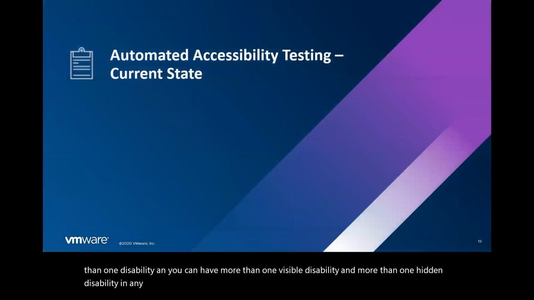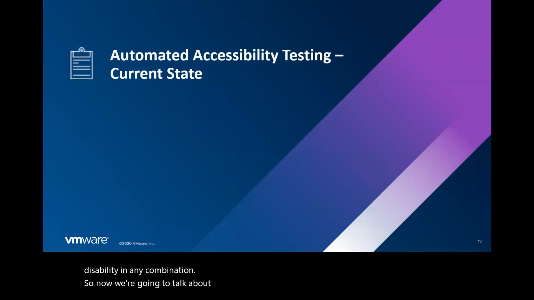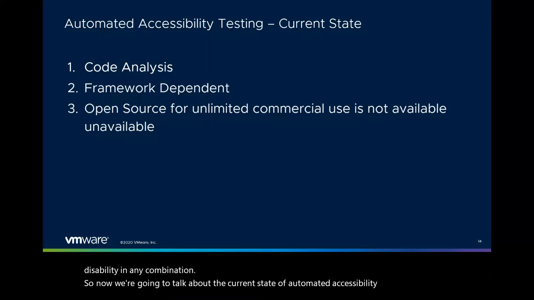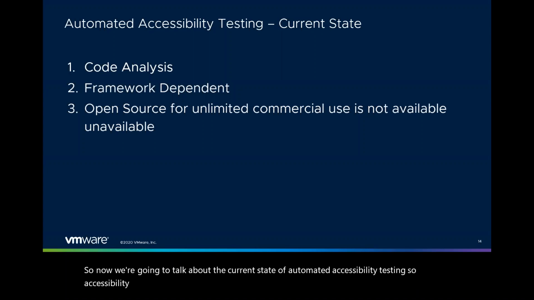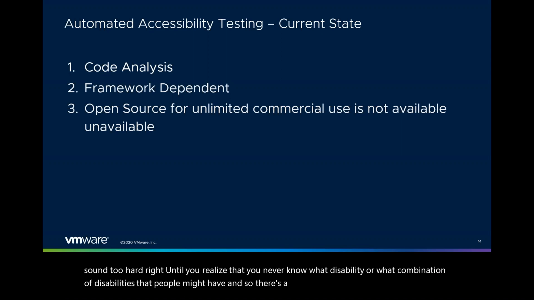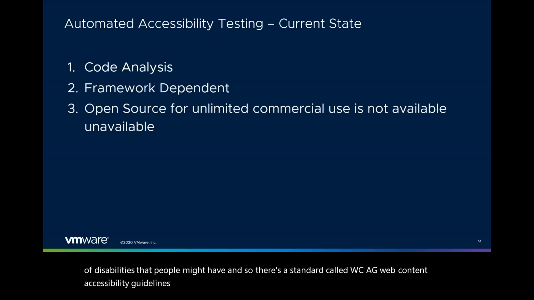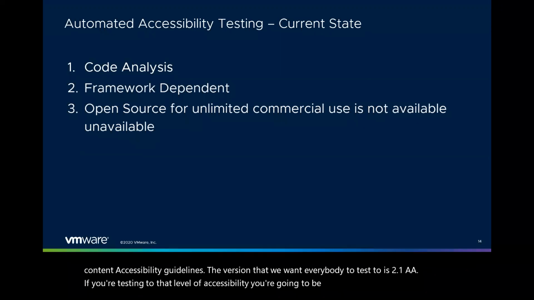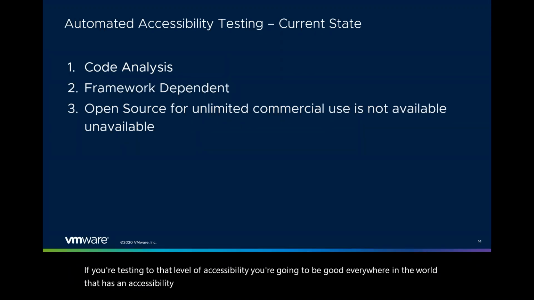Now we're going to talk about the current state of automated accessibility testing. Accessibility means making sure that the software works for people with disabilities. That doesn't sound too hard, right? Until you realize that you never know what disability or what combination of disabilities people might have. There's a standard called WCAG, Web Content Accessibility Guidelines. The version that we want everybody to test to is 2.1 AA. If you're testing to that level, you're going to be good everywhere in the world that has an accessibility law, because that's the strictest accessibility law.